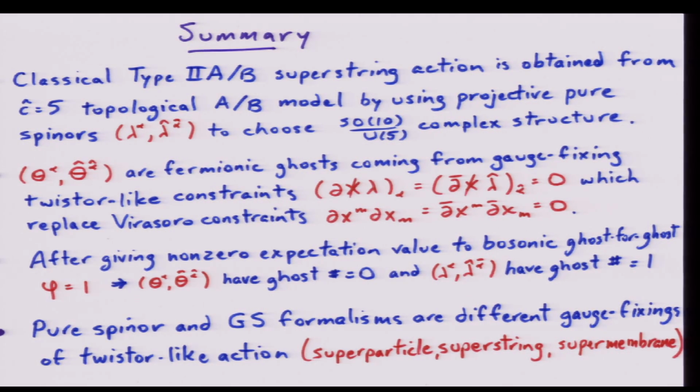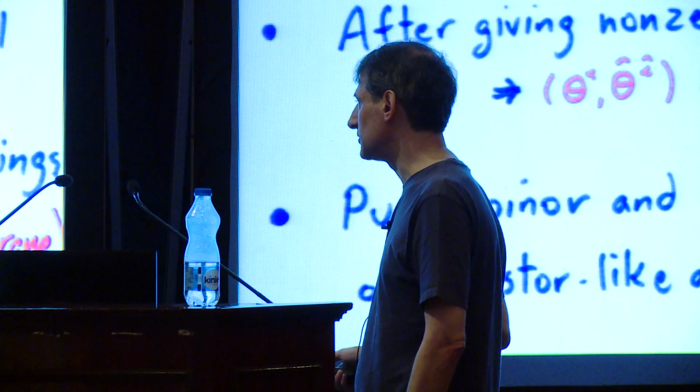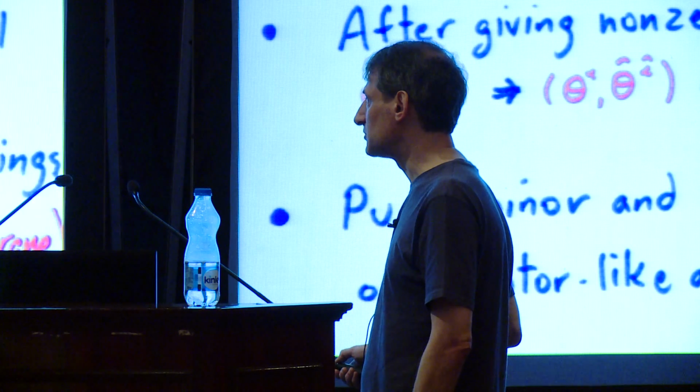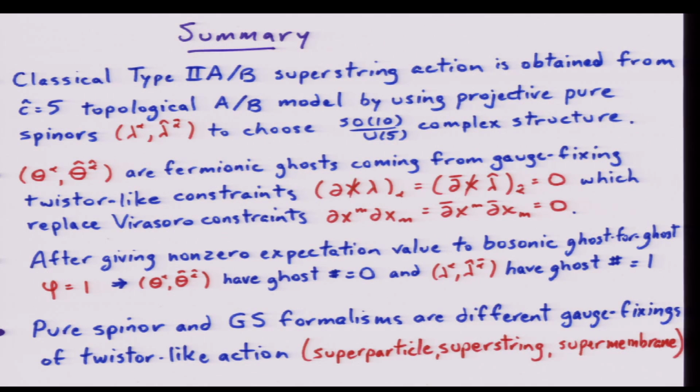In this case, the thetas come as fermionic ghosts from the gauge fixing, and the gauge fixing is of these twistor-like constraints instead of the Virasoro constraints. The one other non-trivial feature is that you have to have a ghost for ghost which has a non-zero expectation value. This allows you to shift the ghost number after setting phi equal to 1, such that the fermions have ghost number 0 instead of ghost number 1, and that forces lambda to have ghost number 1. So what we've shown for the superparticle, the superstring and the supermembrane is that this gauge fixing allows you to get not just pure spinor, but also the Green-Schwarz formalism.